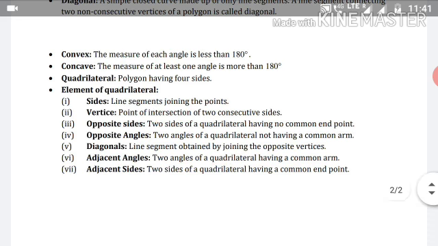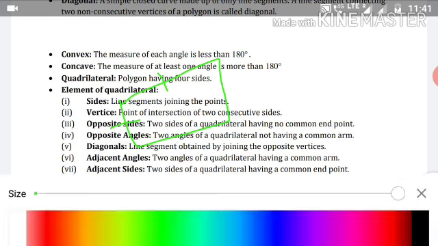Now adjacent sides. Now suppose this is one figure. Now which will be adjacent sides? This side and this side is what? Adjacent sides. In the same way, this side and this side are adjacent sides. And also we can say this side and this side are also adjacent, because two sides of a quadrilateral have a common end point. So this is the common ending point, and we can say this line and this line are also adjacent sides because their common ending point is here.